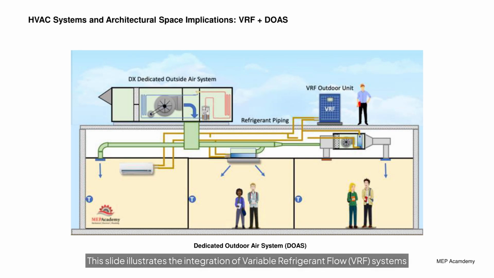This slide illustrates the integration of VRF systems with a dedicated outdoor air system, DOAS, instead of the underfloor distribution system we discussed in the previous slide. In this configuration, the VRF system manages zone-level heating and cooling via refrigerant-fed indoor units, while the DOAS unit is solely responsible for providing fresh ventilation air.